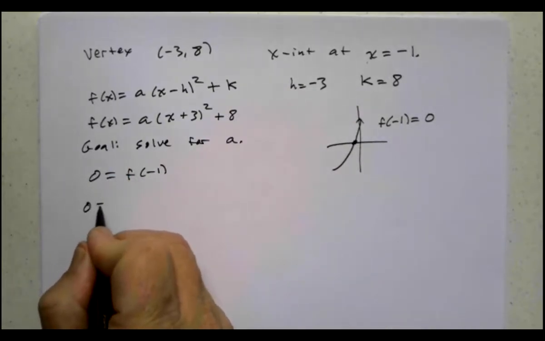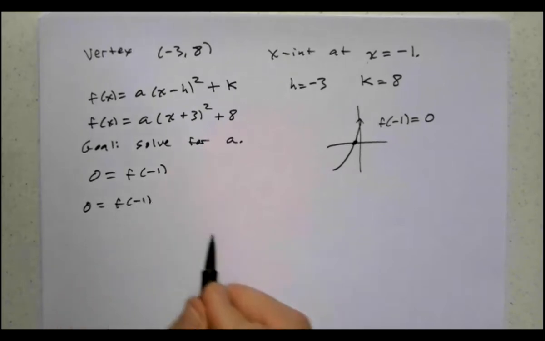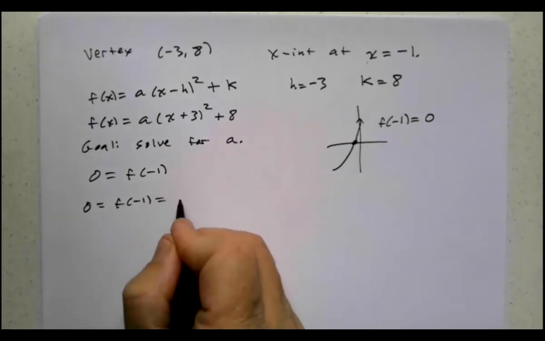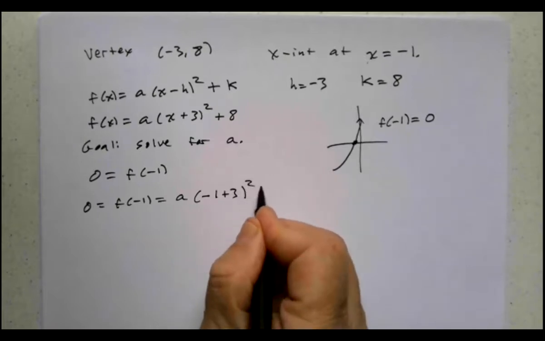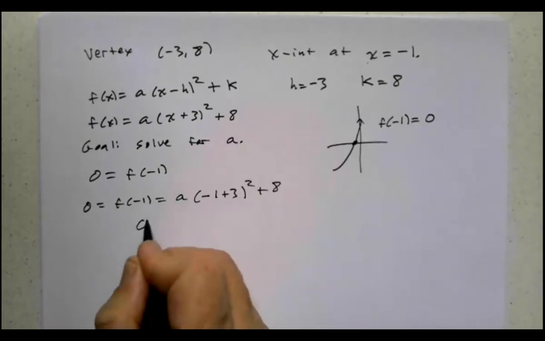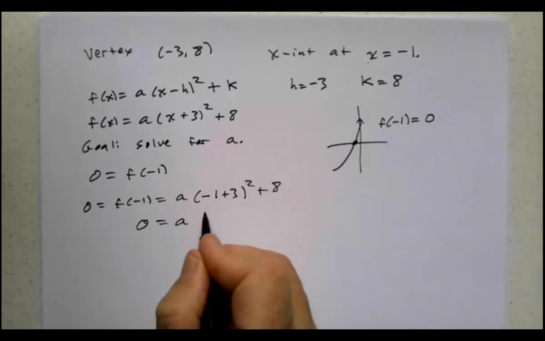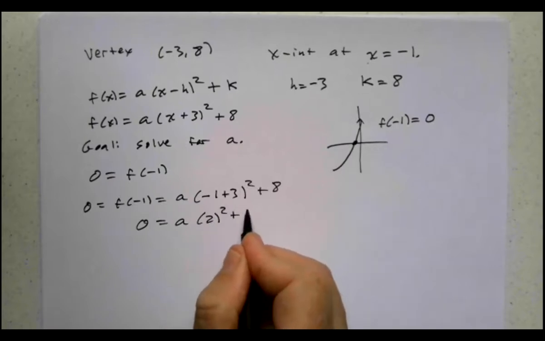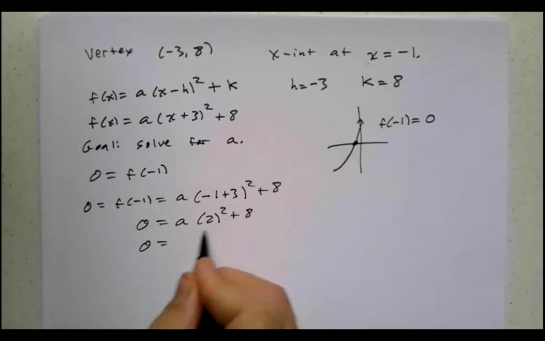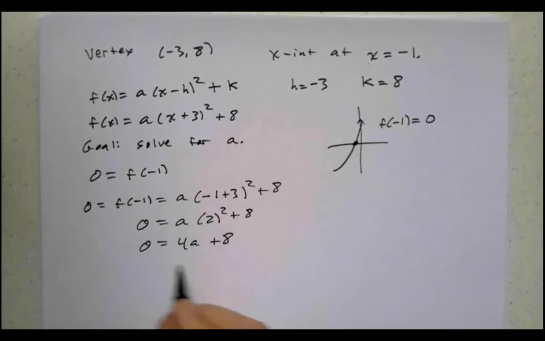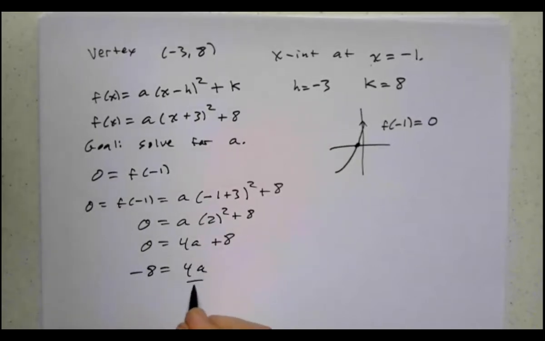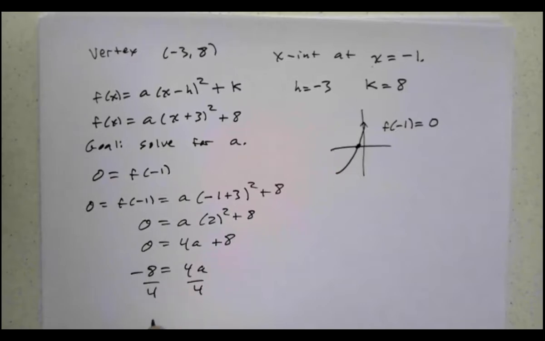So 0 would equal f(-1), plugging in -1 for x, which is a times (-1 + 3)^2 + 8. So I get 0 is 3 minus 1 is 2, squared, plus 8. 2 squared is 4. 0 is 4a + 8. Subtracting 8 and then dividing by 4, we get a = -2.